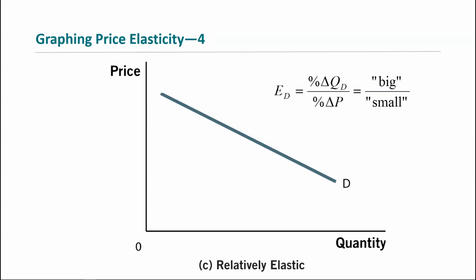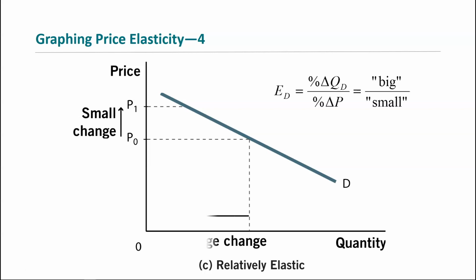Next on the continuum, we have this demand curve, which is relatively elastic. It's pretty flat, particularly compared to the ones we've looked at before. Because it's so flat, we can see a price change that's pretty small results in a quantity change that's relatively large. So we have a big top and a small bottom to our elasticity fraction, which will give us a resulting number that's greater than 1, or pretty elastic.